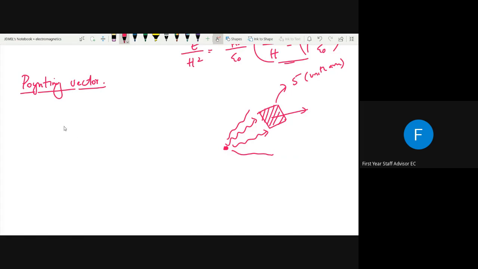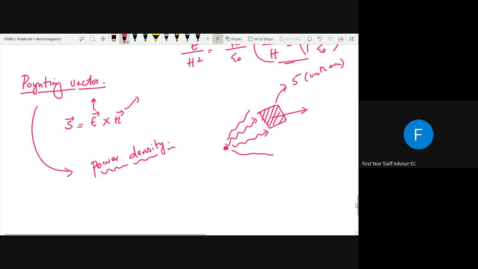Okay, the Poynting vector S is given as E cross H, where E is the peak value of the electric field vibration, and H is the value of the magnetic field vibration. The Poynting vector S is defined as E cross H. The Poynting vector can also be called power density. What do you mean by power density?